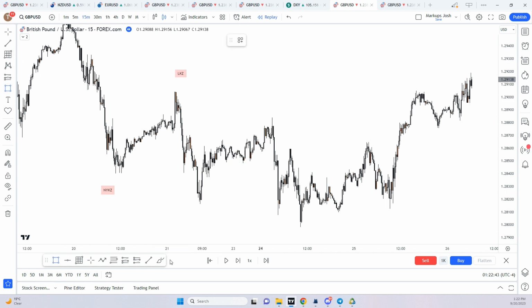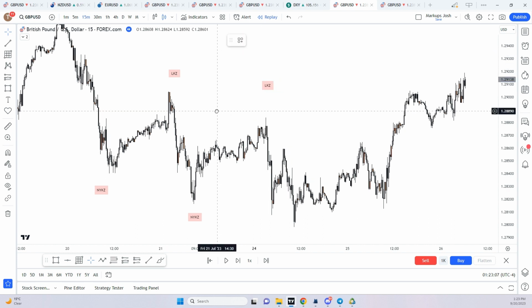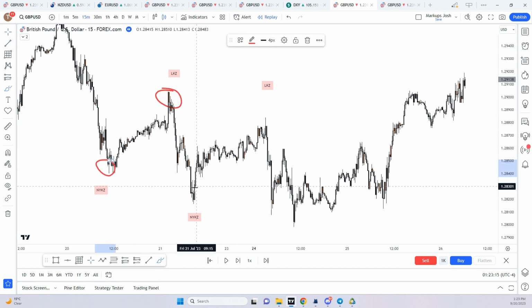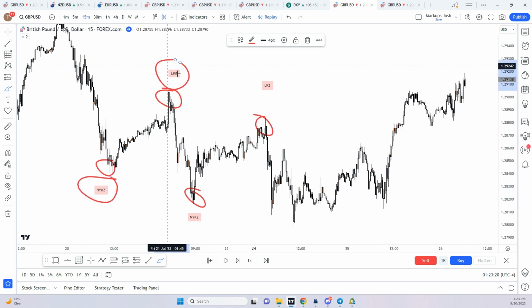London kill zone here. New York kill zone here. And we have a London kill zone here. So just from looking at this, look when all of these swing highs and swing lows form. We have swing high, swing low, swing low, swing high. When do all these form? During the kill zones, right?